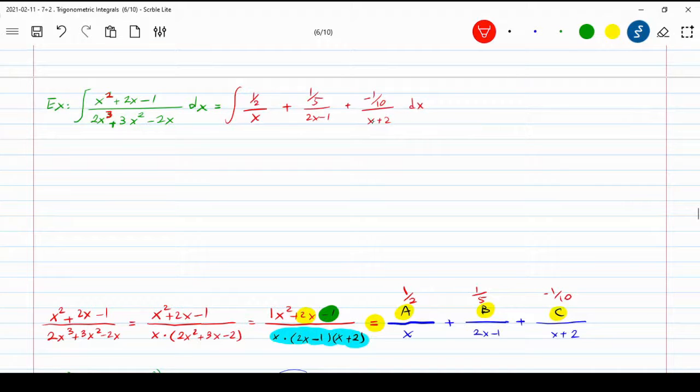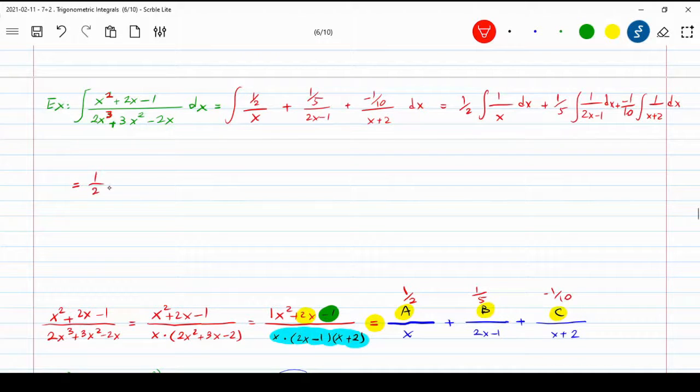Now, these are simple linear fractions. You can always do substitution, call the denominator u. And by the way, you can write them simpler by separating the integrals. You can write the first one as 1/2 integral of 1 divided by x dx, plus 1/5 integral of 1 divided by 2x minus 1 dx, I forgot the dx here, sorry, plus negative 1/10 integral of 1 divided by x plus 2 dx. And each of these integrals will be simply calculated.